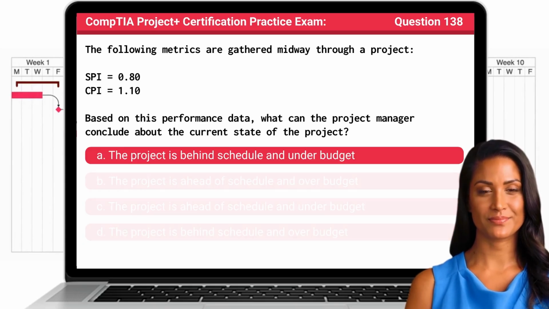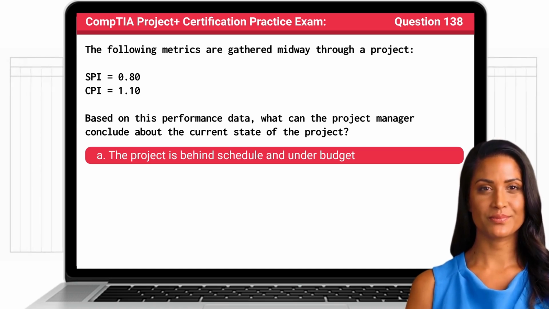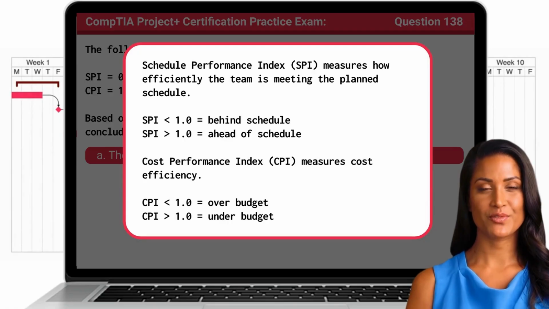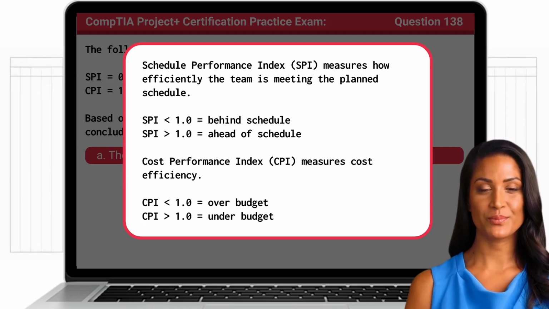The answer is A. The project is behind schedule and under budget. SPI and CPI are key performance metrics that help project managers assess how a project is progressing in terms of schedule and cost. The Schedule Performance Index, or SPI, measures how efficiently the team is meeting the planned schedule. An SPI below 1.0 indicates the project is behind schedule, while an SPI above 1.0 indicates the project is ahead of schedule. The Cost Performance Index, or CPI, measures cost efficiency. A CPI below 1.0 means the project is over budget, while a CPI above 1.0 indicates the project is under budget. Together, these metrics provide a quick snapshot of project health.